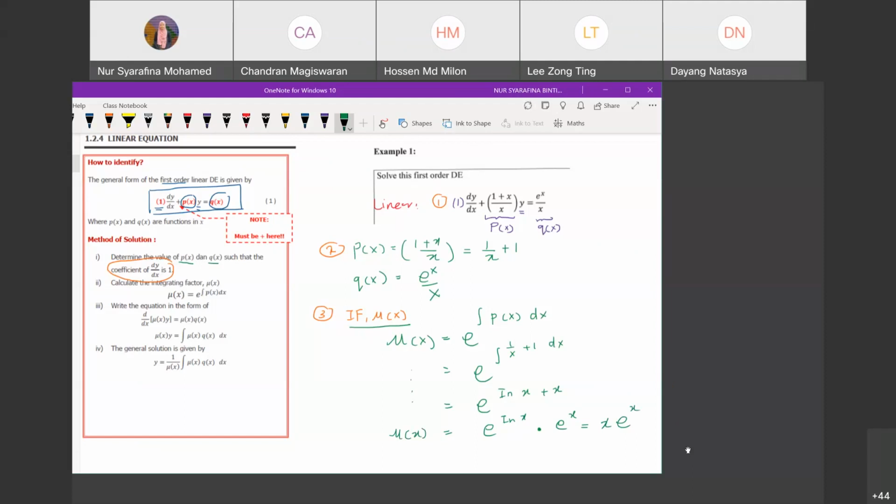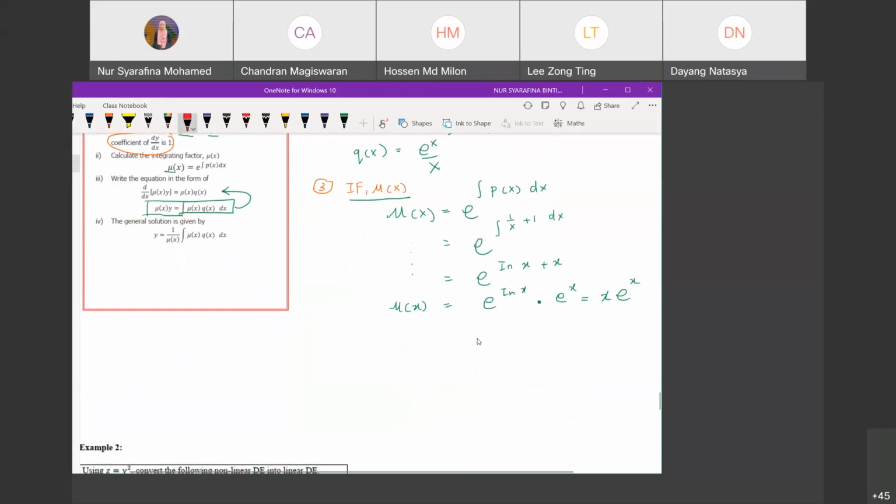So next, once you obtain your mu x, what's next? Write the equation in the form of mu x y equals integrate mu x q x dx. This expression comes from differentiating mu x y equals mu x q x. So the fourth step here should be what? Mu x y equals integrate mu x q x dx.